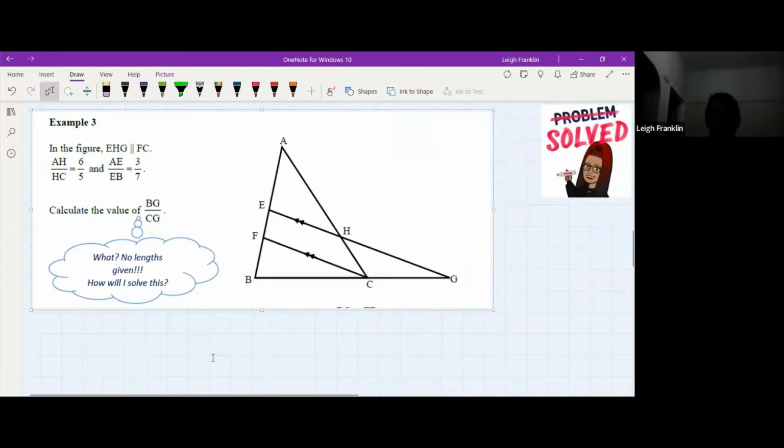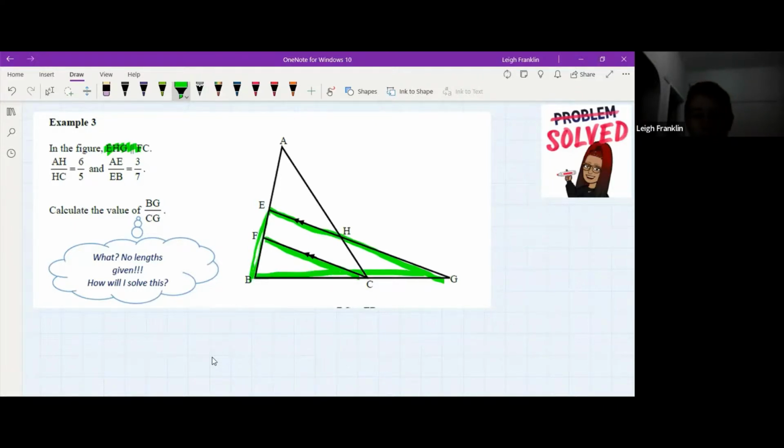Okay, so in this question, in the figure, EHG is parallel to FC. All right, so let's go and highlight our parallel lines. EHG, that's this side over here, is parallel to FC. Okay, so again, draw your triangle. Okay, rather badly, but there we go.